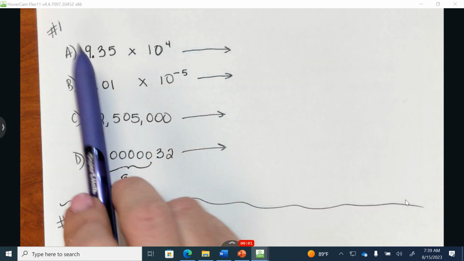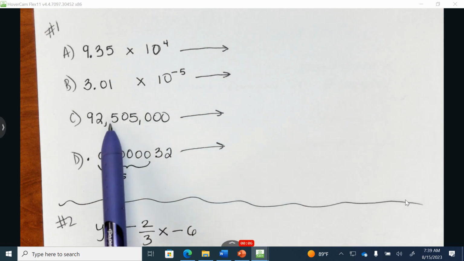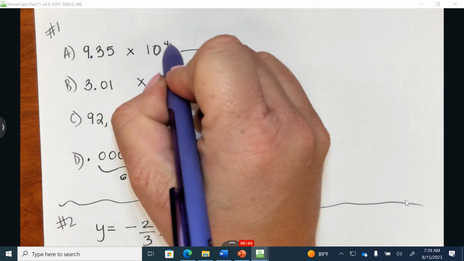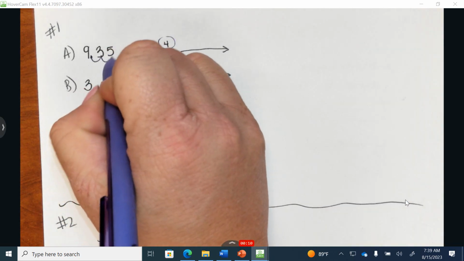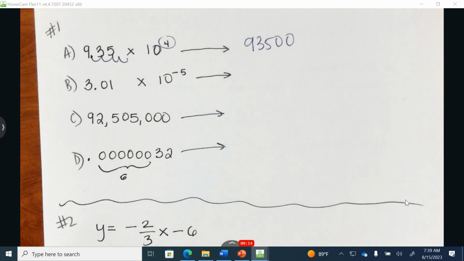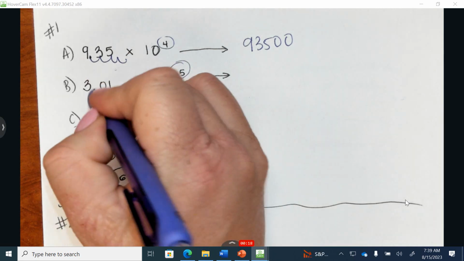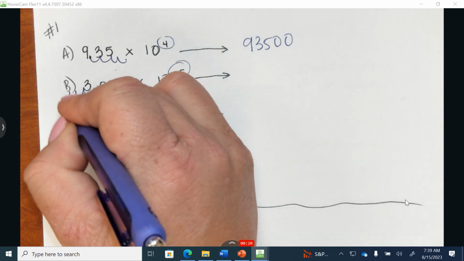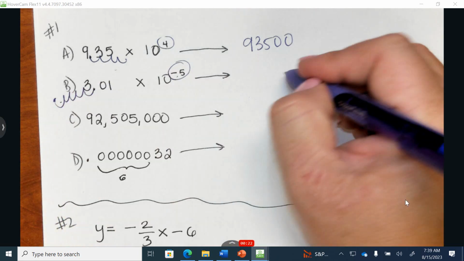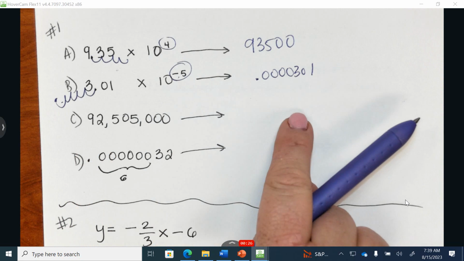Problem 1, I'm just assessing your ability to go from scientific notation to standard and from standard to scientific notation. So I'm going to move 4 places to the right because it's positive. 1, 2, 3, 4, 9, 3, 5, 0, 0. Okay, I'm going to move 5 places to the left because it's negative. 1, 2, 3, 4, 5, filling in each of those 4 places with zeros. Now I have standard form.